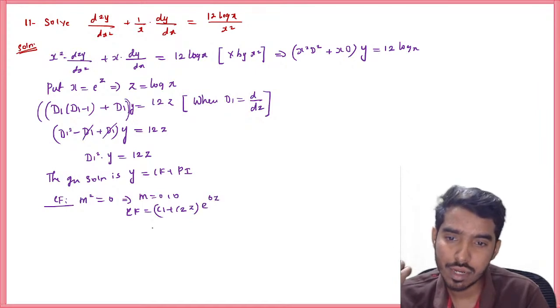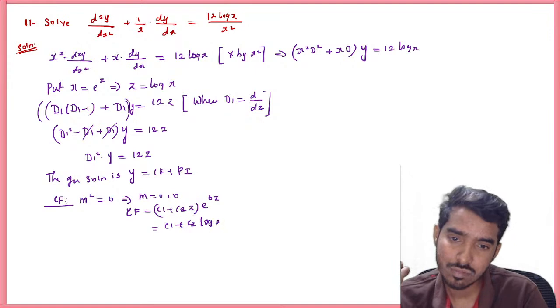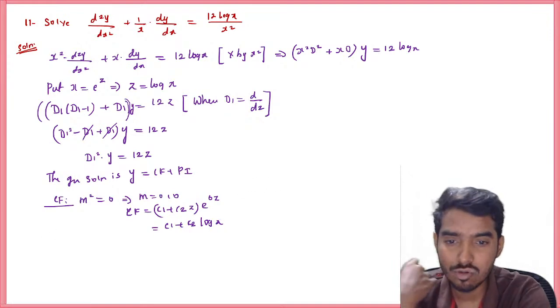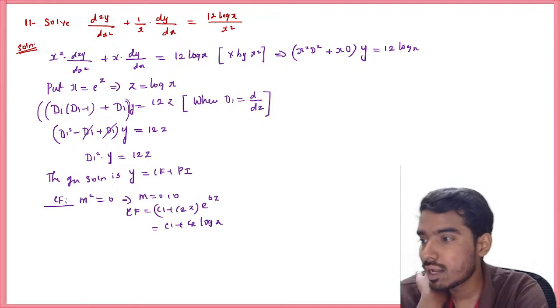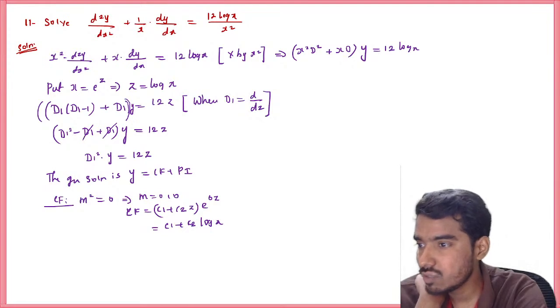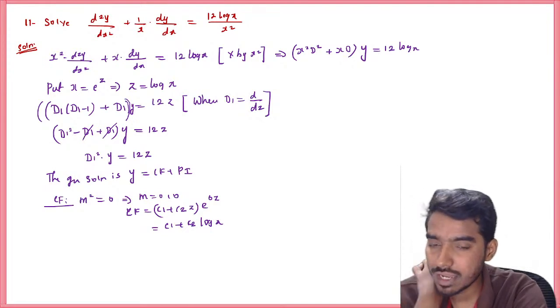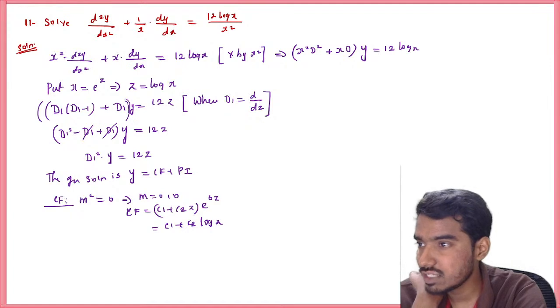So e power 0 is 1. So that means you will have c1 plus c2 z, and you know z is log x. So c1 plus c2 log x is your characteristic function, right? Okay.